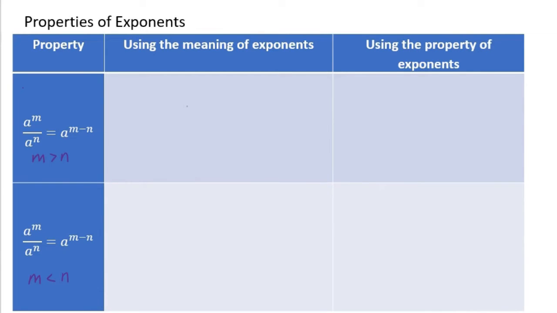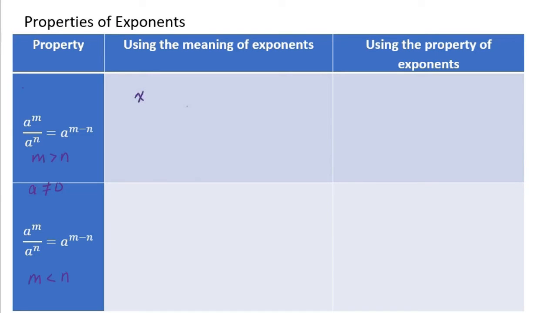Another caveat we need to add to these properties is that in neither case can we have a being equal to 0. We're not allowed to divide by 0. It's impossible. So these rules do not apply where we have a mathematical impossibility, where a is equal to 0. In any case, as before, let's have a look at an example.